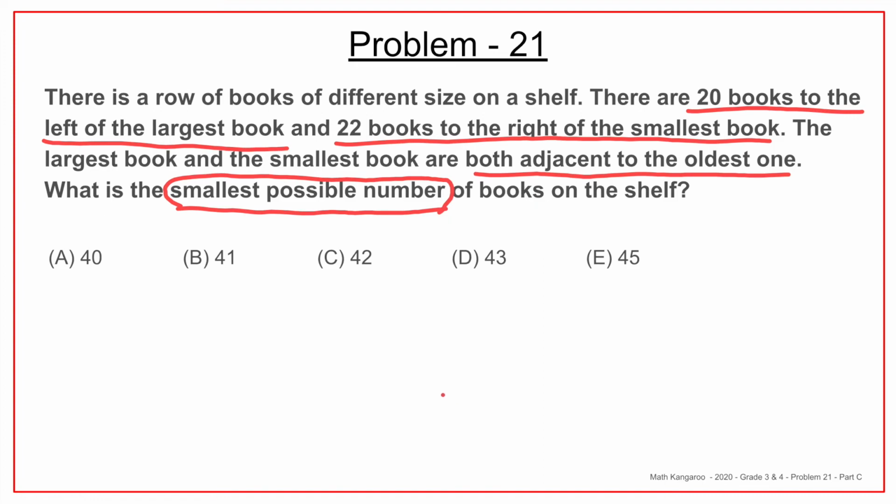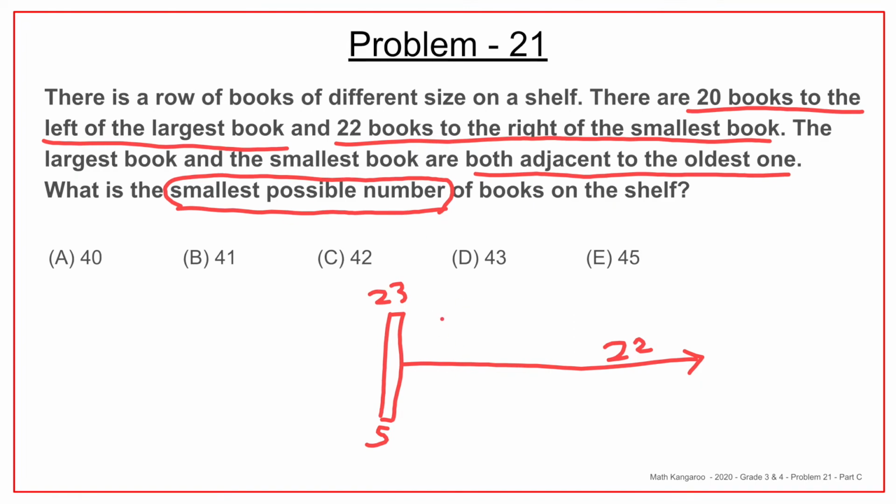So let's consider. We have 22 books to the right of the smallest book. So we take the bigger size book. So we say 22 books to the right of the smallest book. So we have 22 books here, and this position 23rd is the smallest book. Now we have 20 books to the left of the largest book. So 20 books, and we need to determine the smallest possible number.